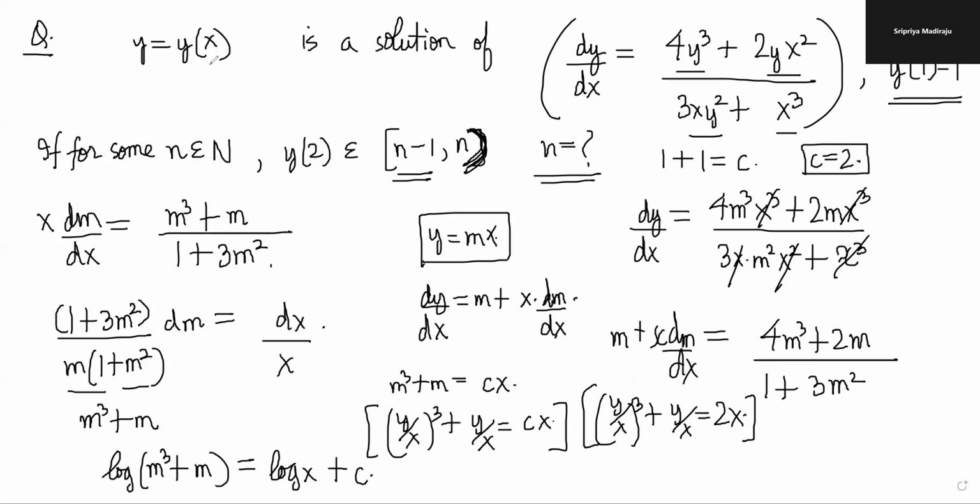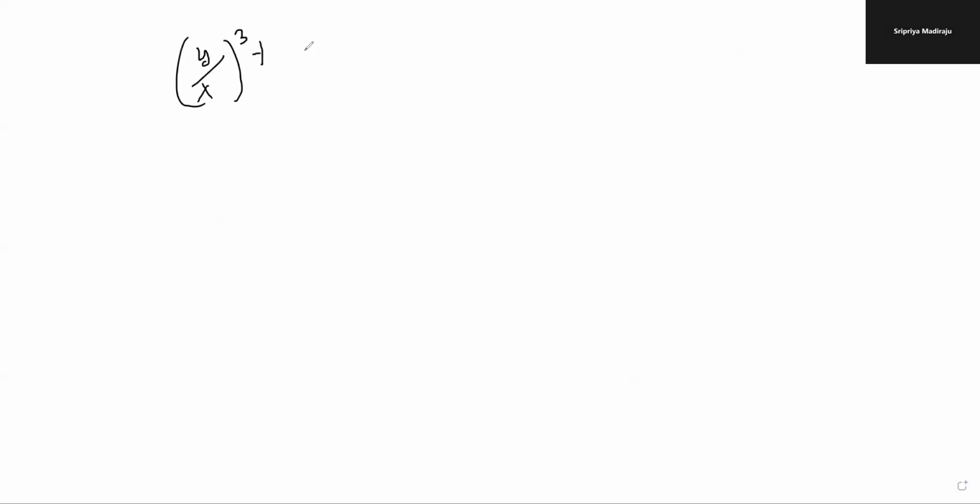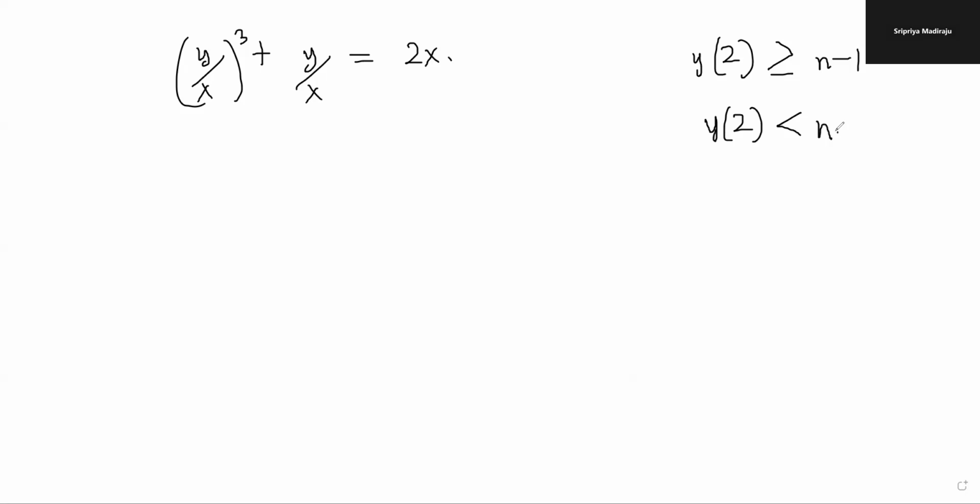We have this situation y by x whole cube plus y by x is equal to 2x. And now they have said y of 2 is greater than or equal to n minus 1 and y of 2 is less than n for some natural number. So basically, we'll put x is equal to 2 here. We get y cube by 8 plus y by 2 is equal to 4. We are getting y cube plus 4y is equal to 32.